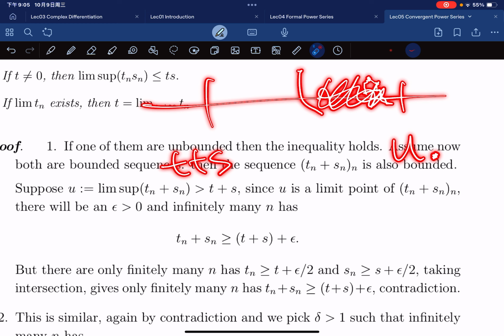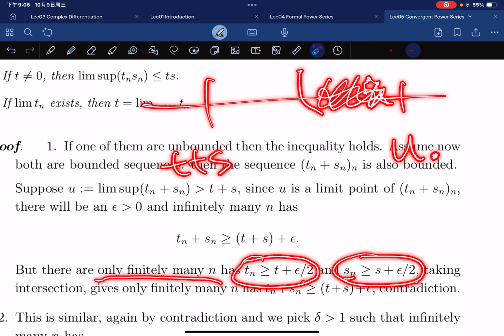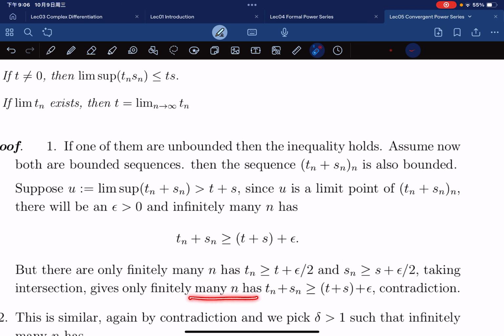But remember, there are only finitely many n that have this, and all you did, this is true. So we're taking the intersection of those finitely many n's, which gives only finitely many n that have this true, right? A contradiction. We assumed that we have infinitely many, but in fact there's only finitely many. So this is a contradiction.